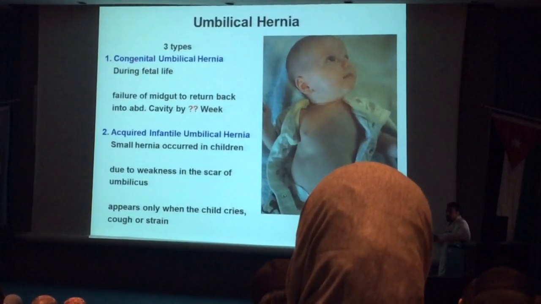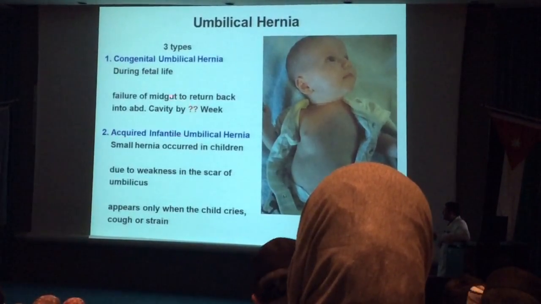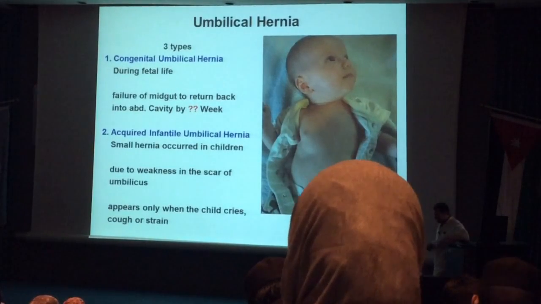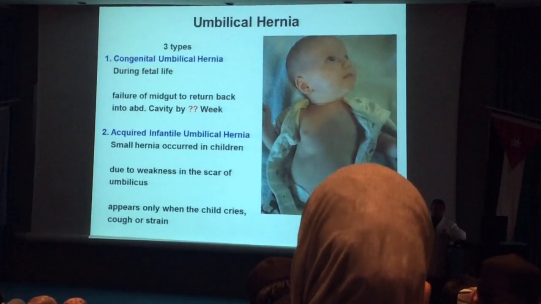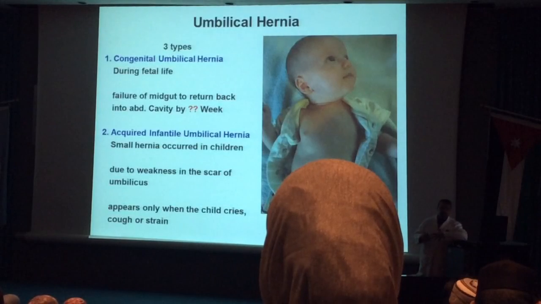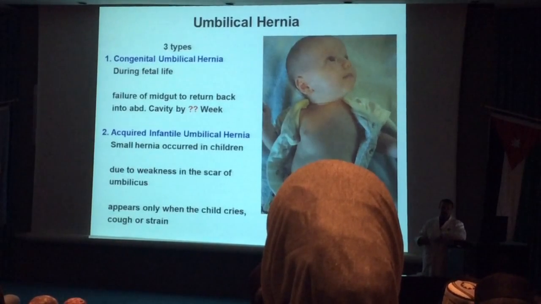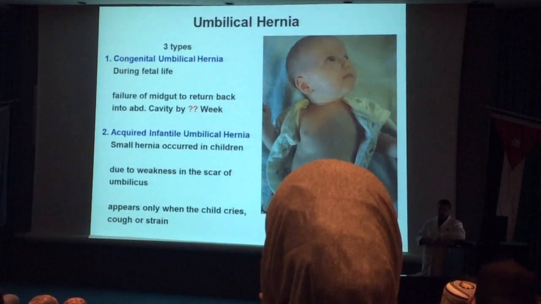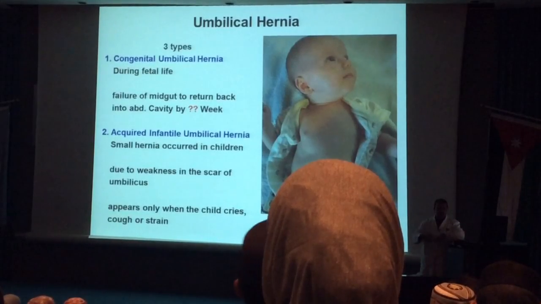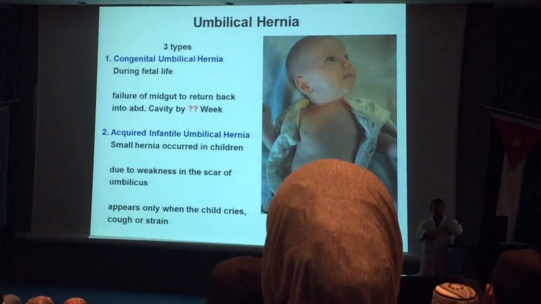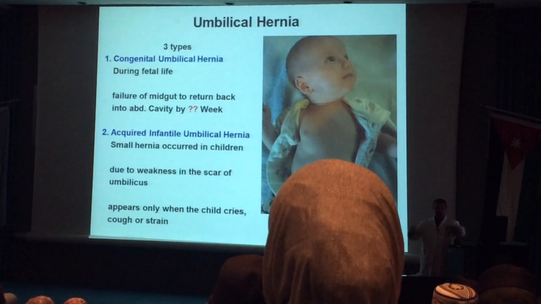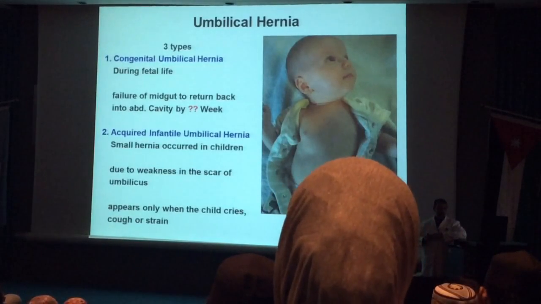It happens because of failure of the midgut to return back into the abdominal cavity by the 10th week. So what happens during development in the 8th week is that the liver is very large, so most of the abdominal cavity is filled with the liver. There is no space for the intestine to grow. So they go forward, within the umbilicus, or umbilical cord, let's say. The umbilical cord widens, and the intestine goes there and grows there. At the age of 10 weeks, when the abdominal cavity is large enough, these intestines will return back, okay?